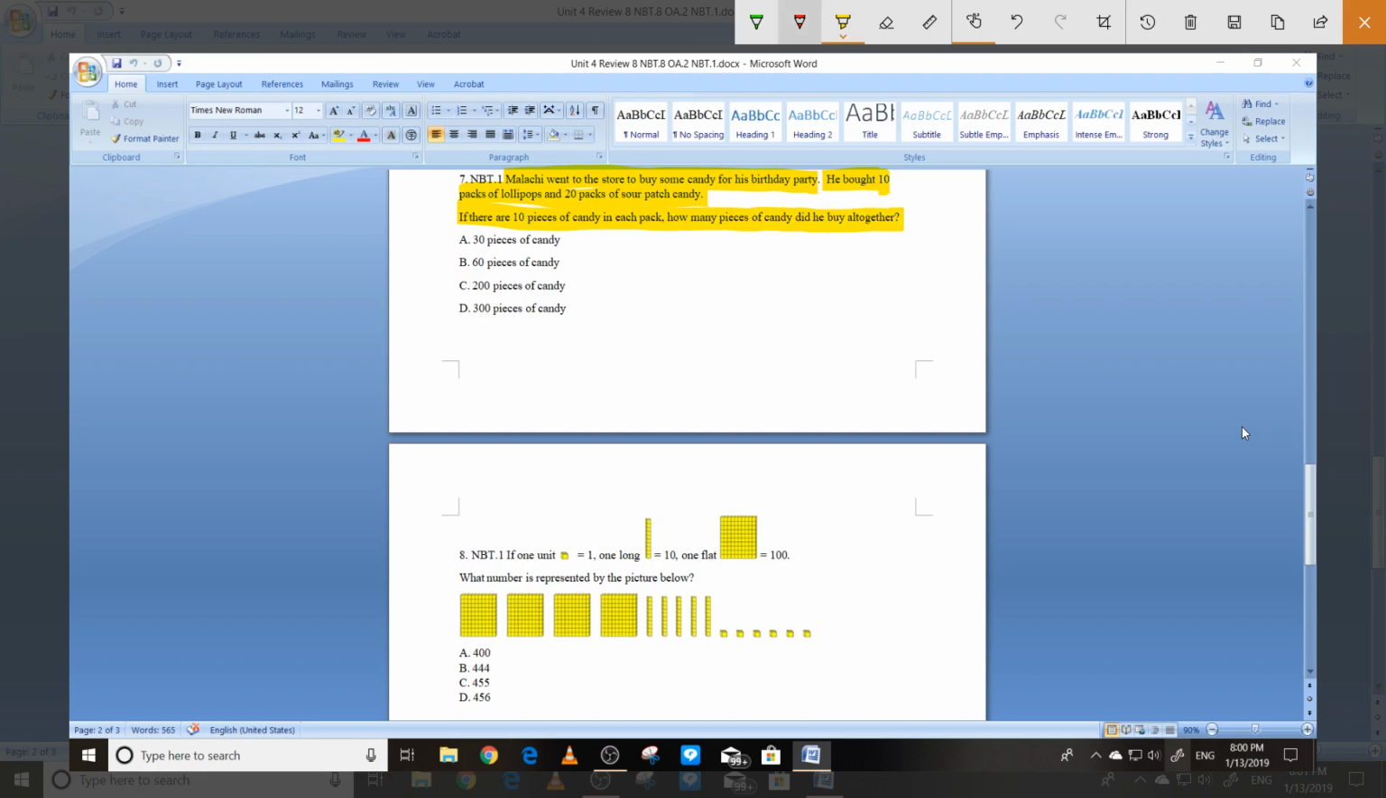So, this is a question we have learned before, but this type of question is super, super, super important. So we know he bought 10 bags of lollipops and 20 packs of Sour Patch. We're going to add those two together. And in total, he bought 30 packs of candy. Okay. And if there are 10 pieces in each pack, right? So if there are 30 packs and there are 10 pieces in each pack, we're counting 30 10 times.